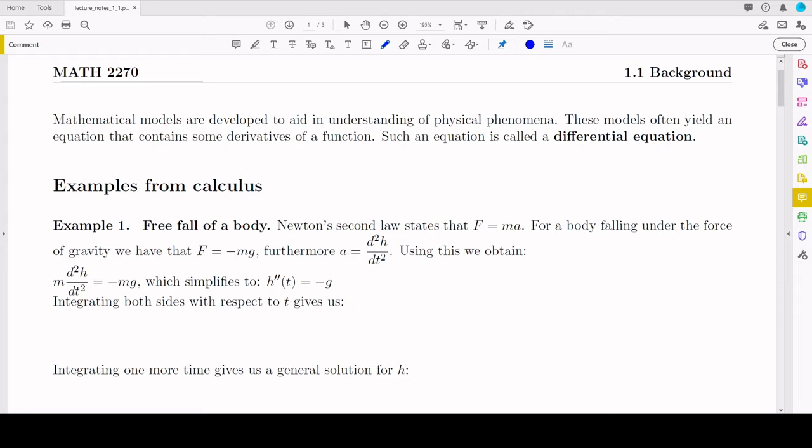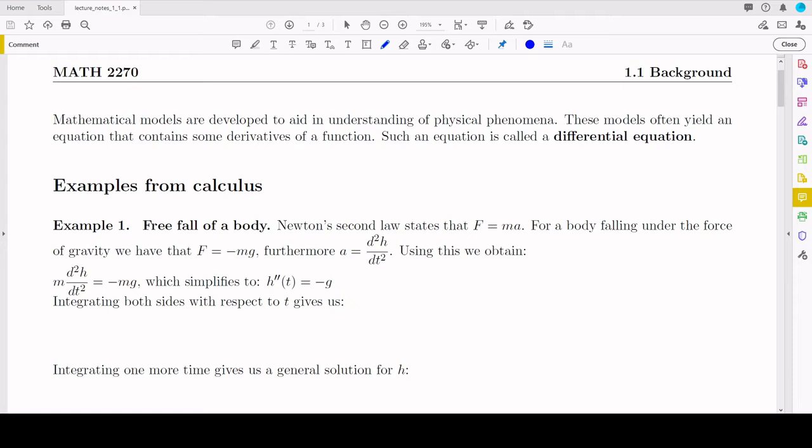Example 1 involves the free fall of a body. Newton's second law states that F is m times a. For a body falling under the force of gravity, we have that F equals negative m times g. And we also know that the acceleration is the second derivative of the position function, which I called h here for height. Using this, we obtain that m times the second derivative of h is equal to negative m times g, which simplifies to h double prime equals negative g.